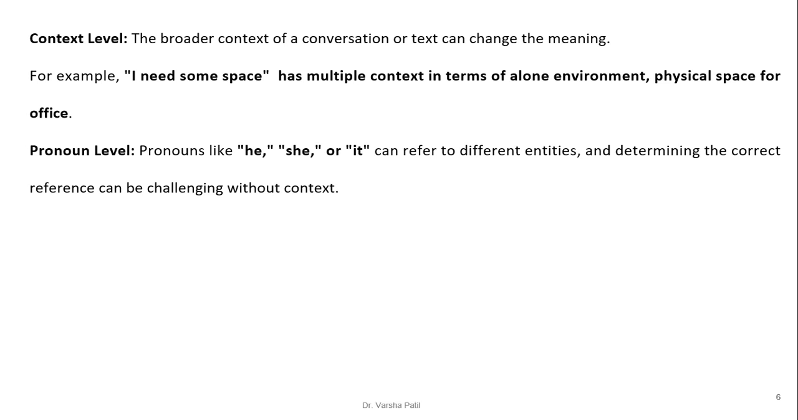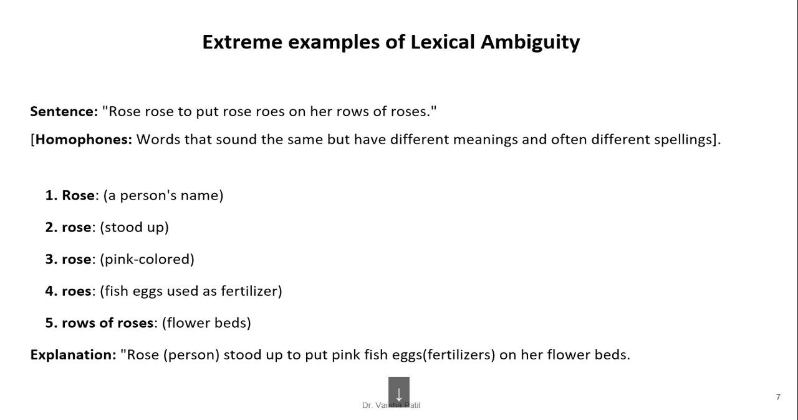Context level. The broader context of the conversation or text can change the meaning. For example, I need some space has multiple contexts: being alone, environment, physical space for an office. Pronoun level. Pronouns like he, she or it can refer to different entities, and determining the correct reference can be challenging without context. So these are the various difficulties present at different levels.